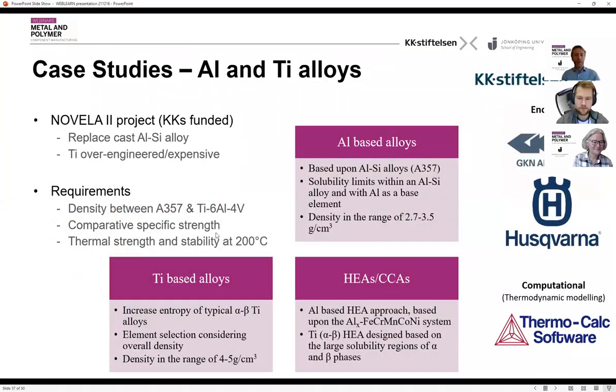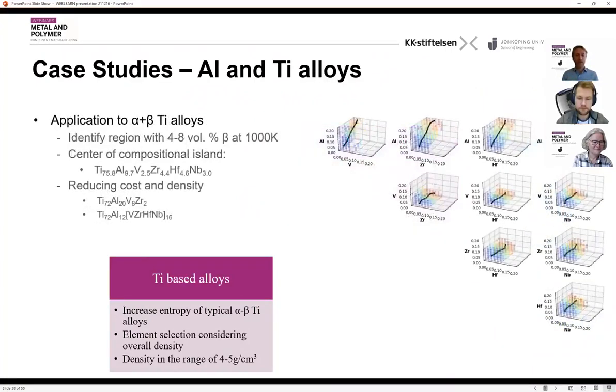Coming back to the second approach we looked at, titanium-based alloys, I'm going to show you some of the first screenings we did looking at an alpha-beta titanium system. And as I said, we actually have a bit more room of freedom with the elements we'll select with alpha-beta titanium alloys. We have a bit more solubility. And what we want to be looking at is identifying regions at 1000 Kelvin which have about 4 to 8 volume% beta. And from literature, this is where we get an optimum ratio of strength and ductility.